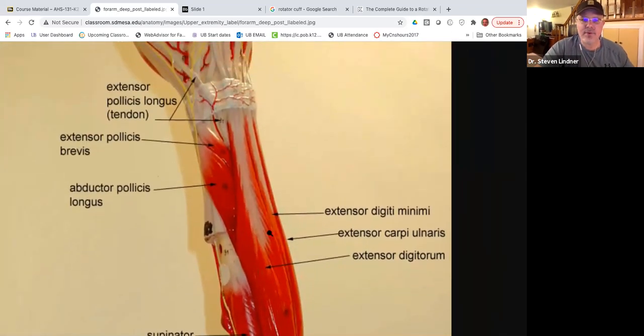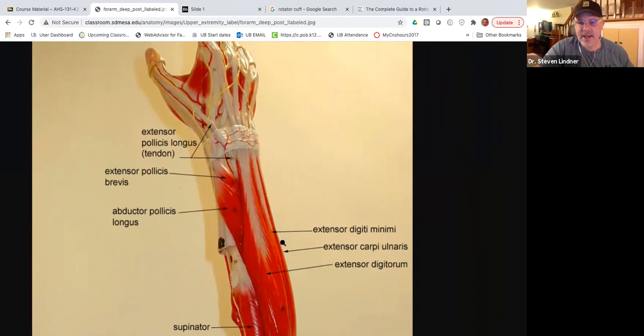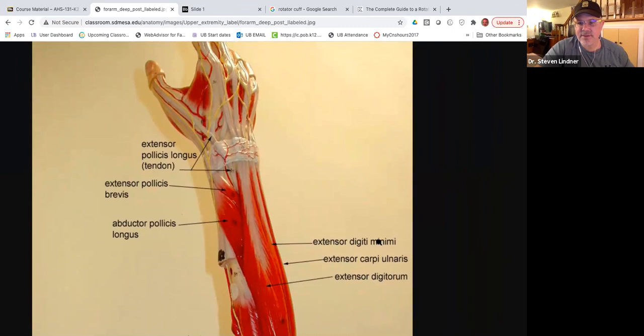Okay, on the posterior side, again, we could see the extensor digitorum, the extensor carpi ulnaris, and I already pointed out to you the extensor digiti minimi. Remember, extensor digiti minimi, that one is the extensor that goes to the pinky. It has its own. Here are your anatomical snuff box muscles.